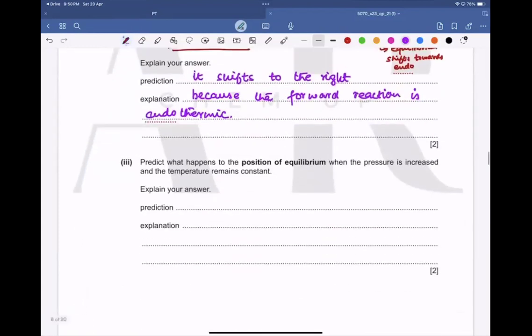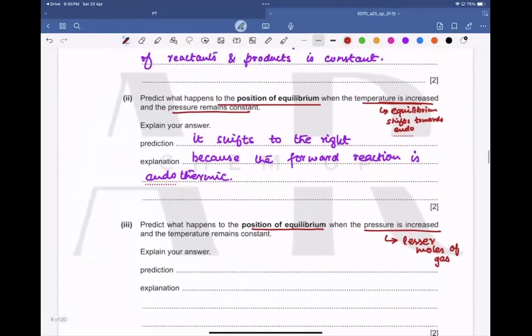Now, predict the position of equilibrium when the pressure is increased. So remember, when the pressure is increased, equilibrium shifts towards the side where lesser moles of gas are present. Yes, 2 marks, 1 mark for the prediction and 1 mark for the explanation. Give me 1 minute, please.